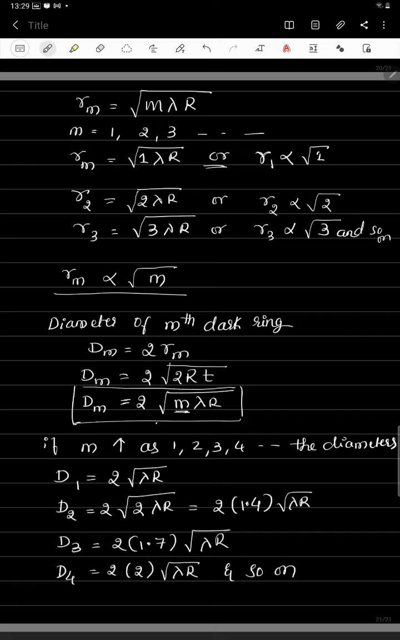Therefore, the rings get closer and closer as the m value increases. See here, as the m value increases, the rings get closer and closer. The diameter values of the dark rings are continuously increasing, which means the rings get closer and closer as the m value increases. This is why the rings are not evenly spaced. All rings have different spacing.